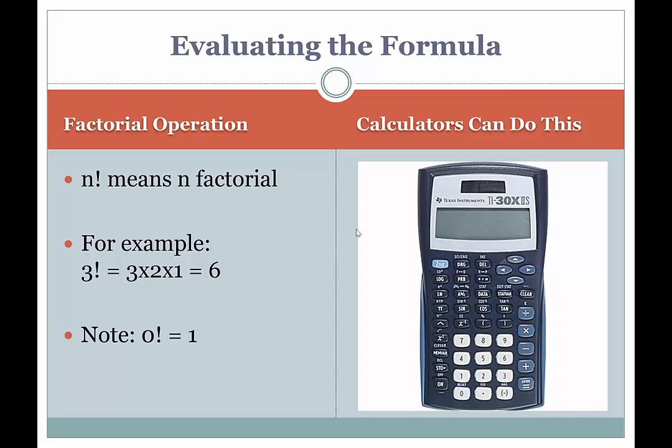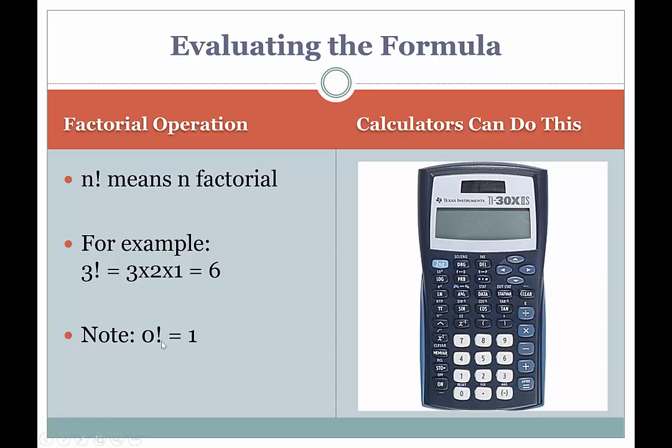It's just faster, and it's less likely that you'll make a mistake if you use the calculator. So just remember that n factorial means the factorial operation, and what that simply means is that, for example, if you have 3 factorial, it's telling you to do a multiplication problem where you multiply all the positive integers less than this number times that number, right? So 3 times 2 times 1 is 6. If you got 4 factorial, it'd be 4 times 3 times 2 times 1.